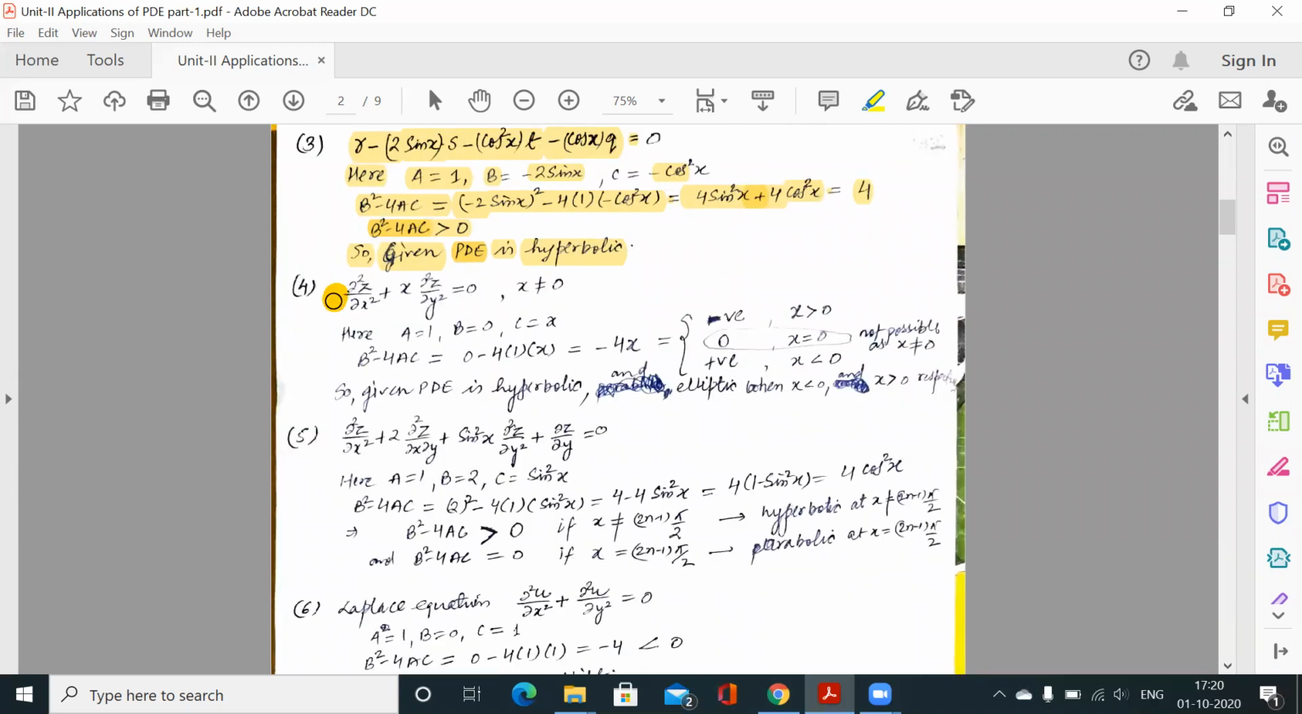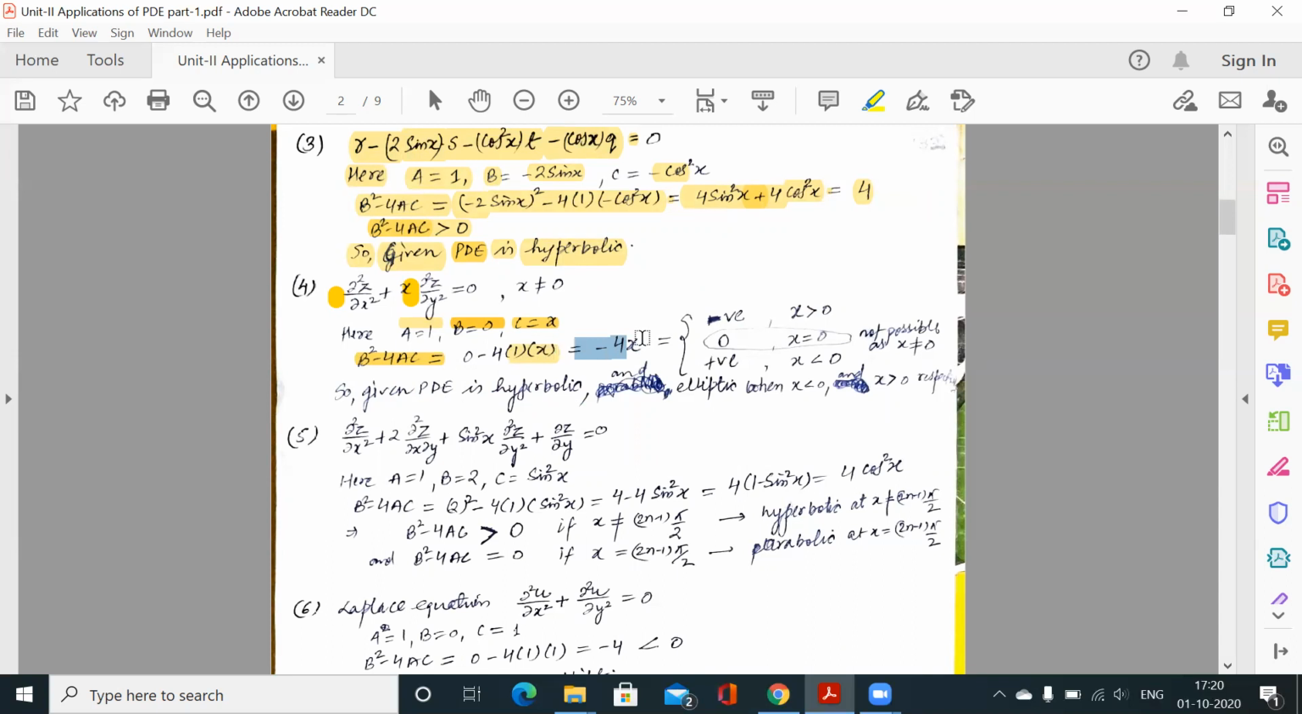Some more questions. What is a here? A is 1. What is b here? B is 0 because there is no term like del 2z over del x del y. Now for del 2z over del y square, c is x. So a is 1, b is 0, c is x. So b square minus 4ac is equal to 0 because b square is 0, minus 4, 1 is a, x is c. So this is minus 4x.